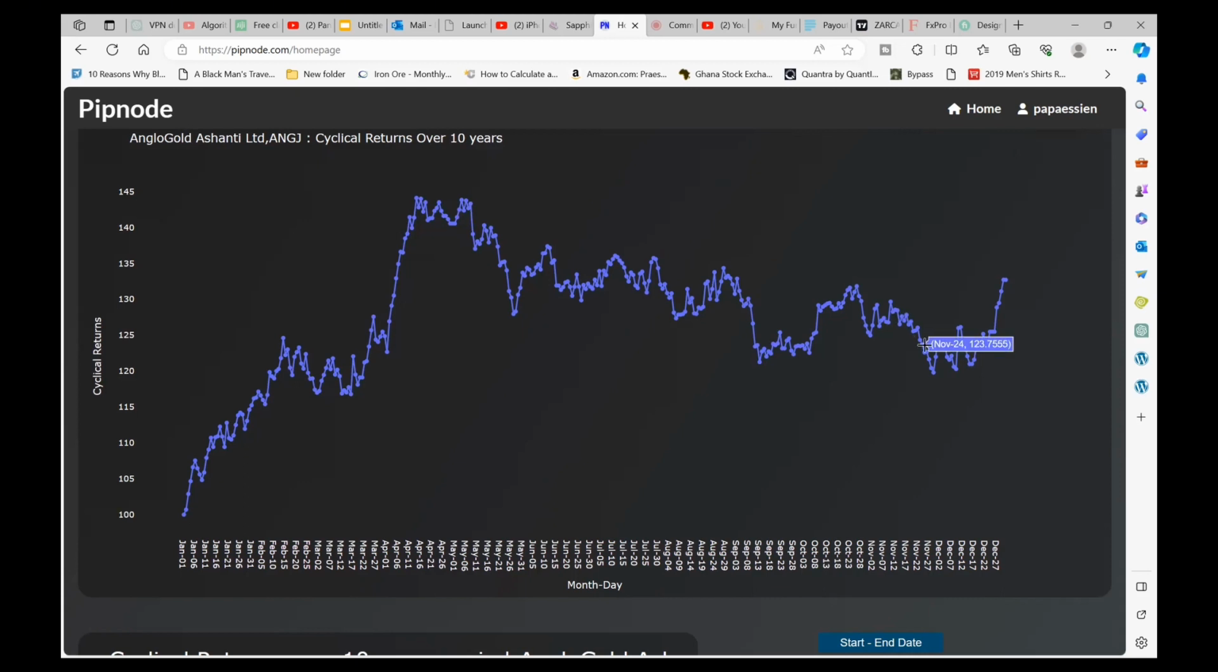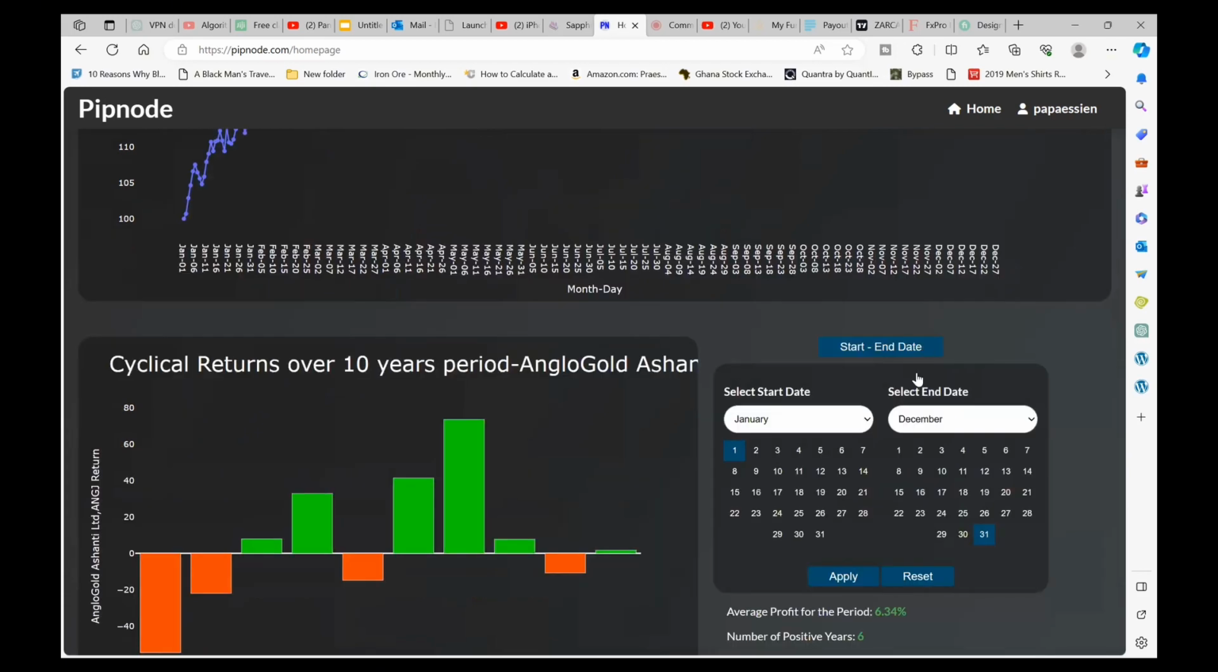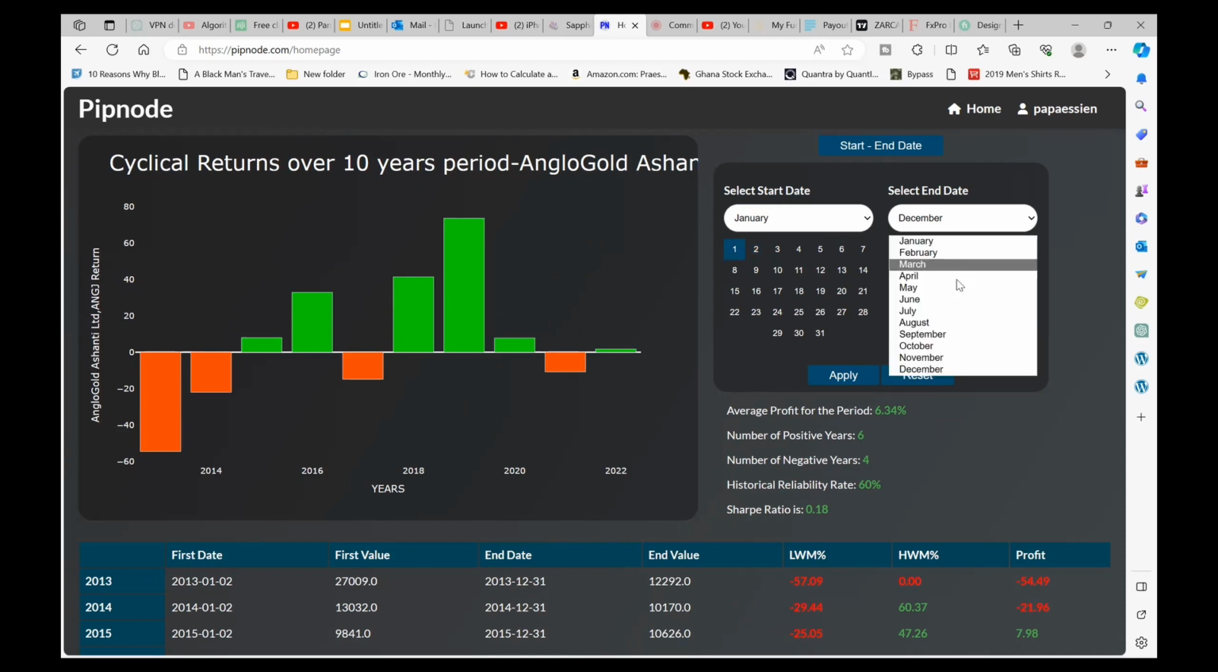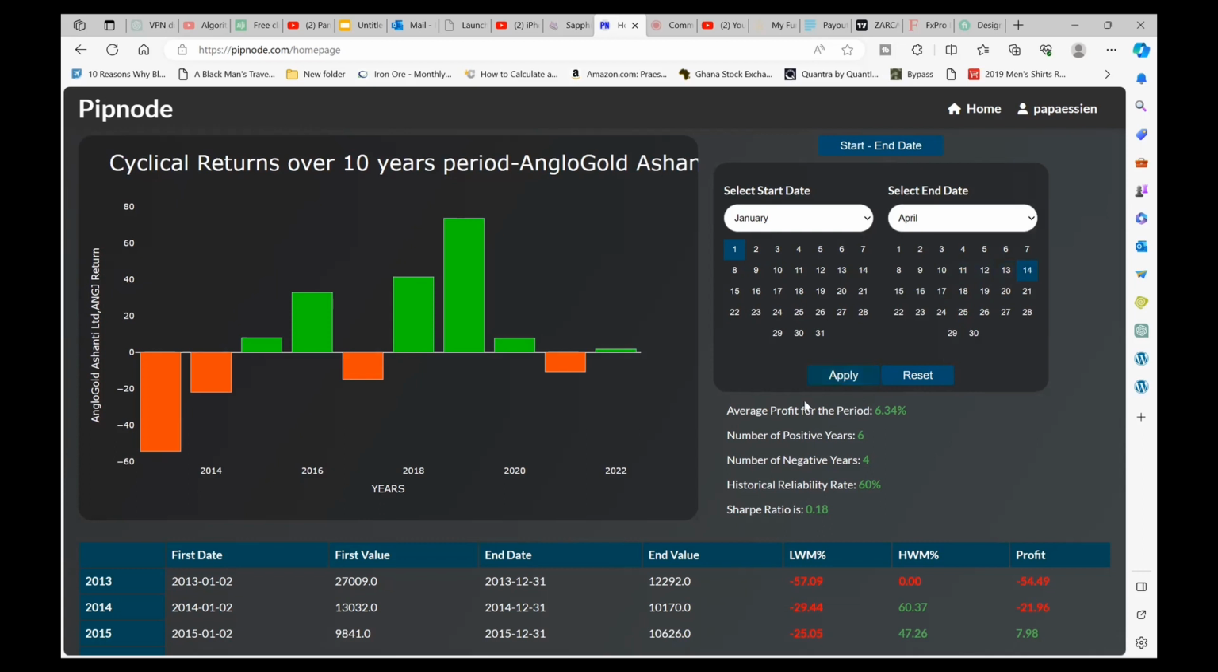Now, if we were to hold Anglo Gold shares over the past 10 years, this is what we would have made. We would have made a 6.34% profit, right? Now let's find out what we would have made on average if we were only investing from 1st of January to April 14, which coincides with the cyclical bullish trend.